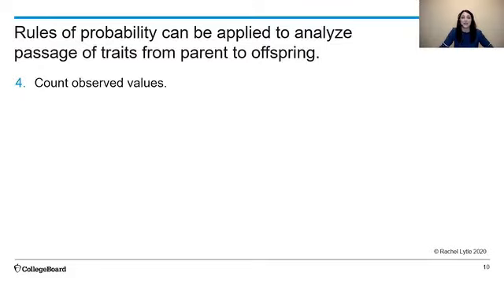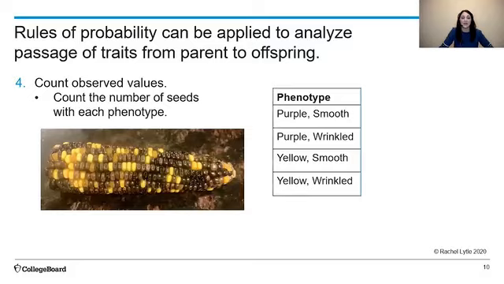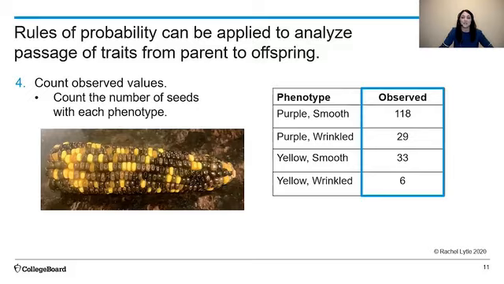So next you need to count the observed values. What did you actually observe in the corn? I'm going to count the number of seeds that have each phenotype, and I counted 5 rows of corn kernels here. I'm looking for these phenotypes, and when I counted them, this is what I observed: 118 purple smooth, 29 purple wrinkled, 33 yellow smooth, and 6 yellow wrinkled.